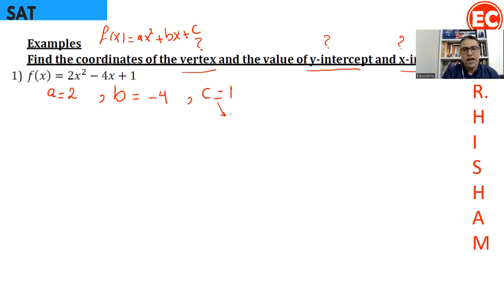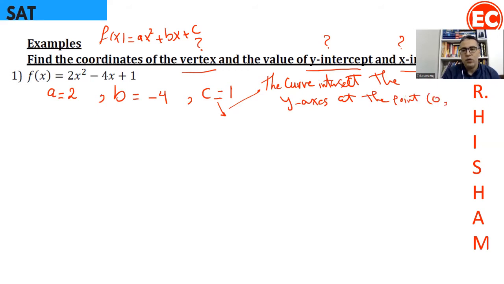And from the value of c, I know that the curve intersects the y-axis at the point 0 and 1. So from c, I know its intersection point with the y-axis. What about the value of a? a is positive. And since a is positive, the curve is open upward, and the vertex represents the minimum point. So a is positive, open upward, and has a minimum point.